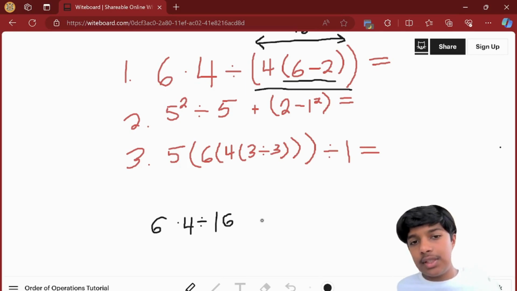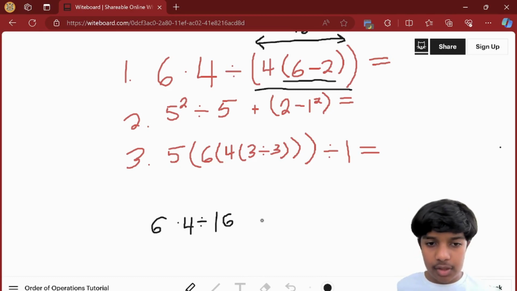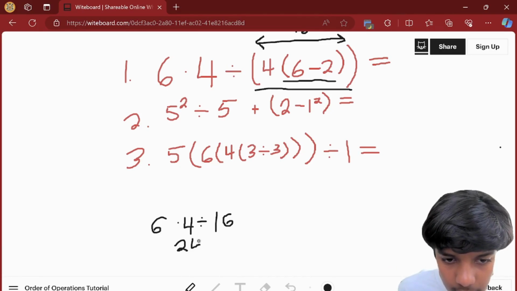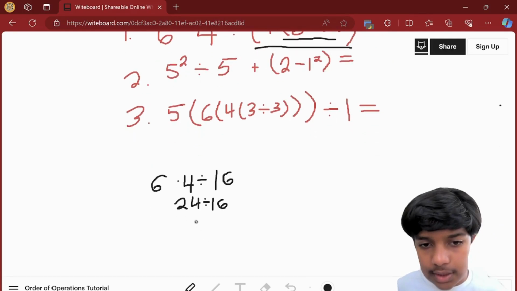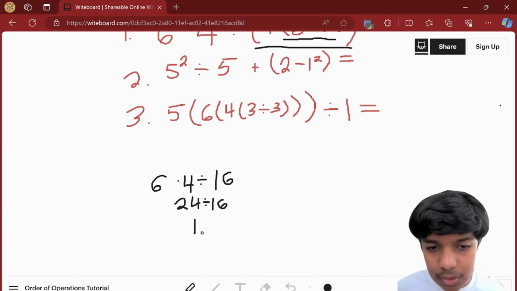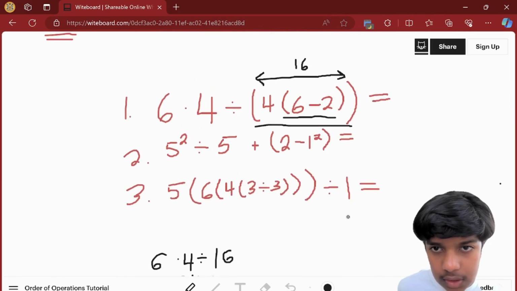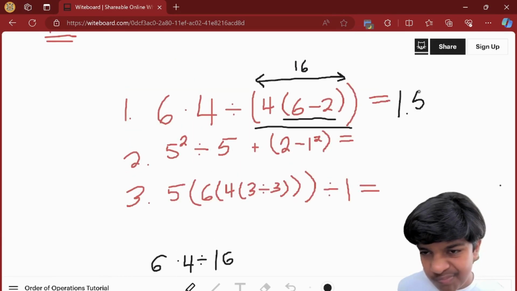And obviously this is not going to be a whole number, but let's solve it. So 24 is 6 times 4. 24 divided by 16. And we get 1 and 8 over 16, or 1.5. And that's going to be our answer for the first one.